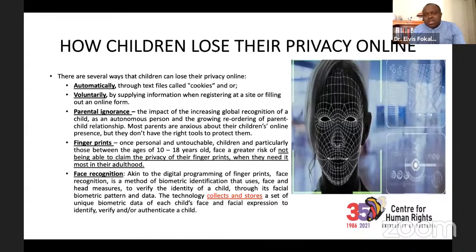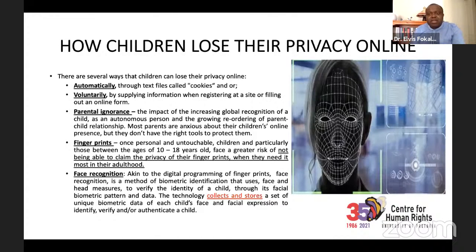So in this particular slide, I try to flag the fact that there are two ways that the child can lose their privacy online. The first one could be automatically, and the second is voluntarily. At the bottom, I try to break down what this could mean. Voluntarily, of course, we give our information. There's no parental control, so parents could also provide their own information, putting the child at risk. And automatically, through accepting cookies that allow us to access the web pages.